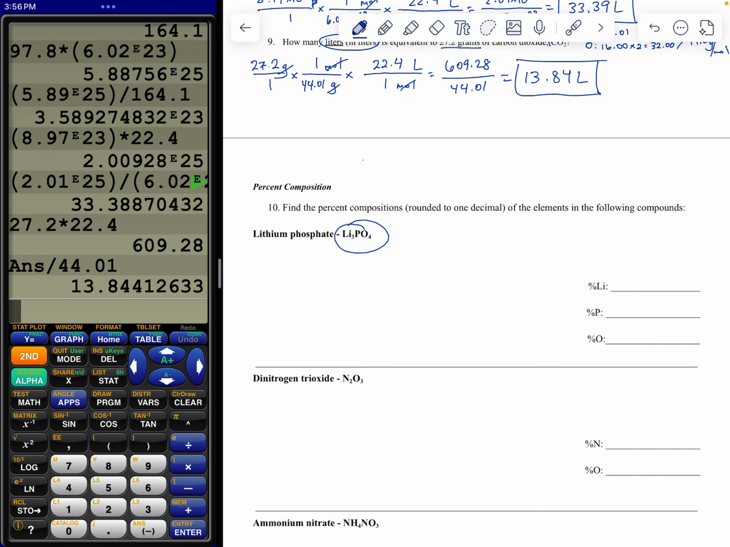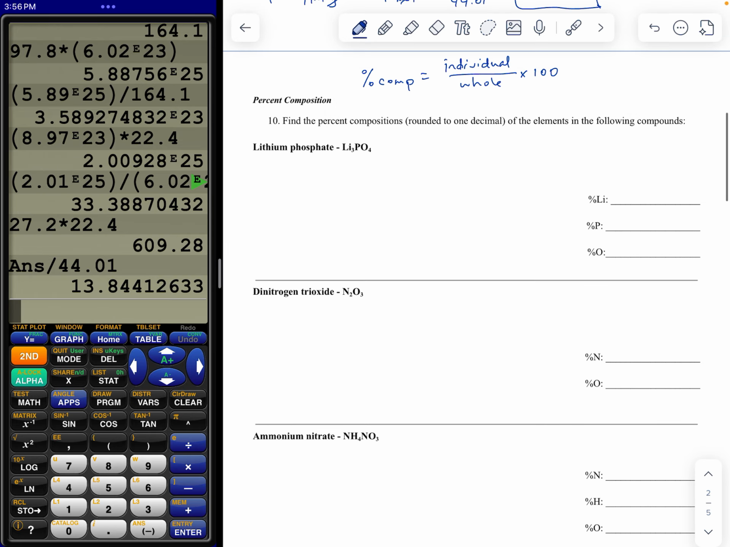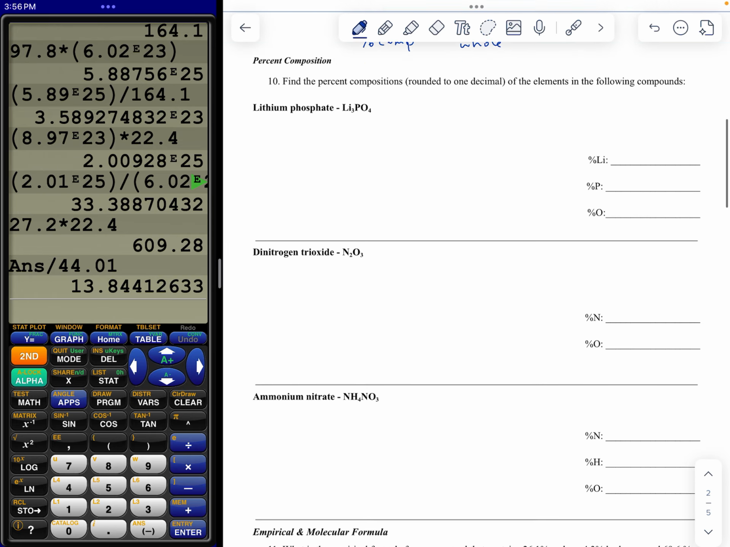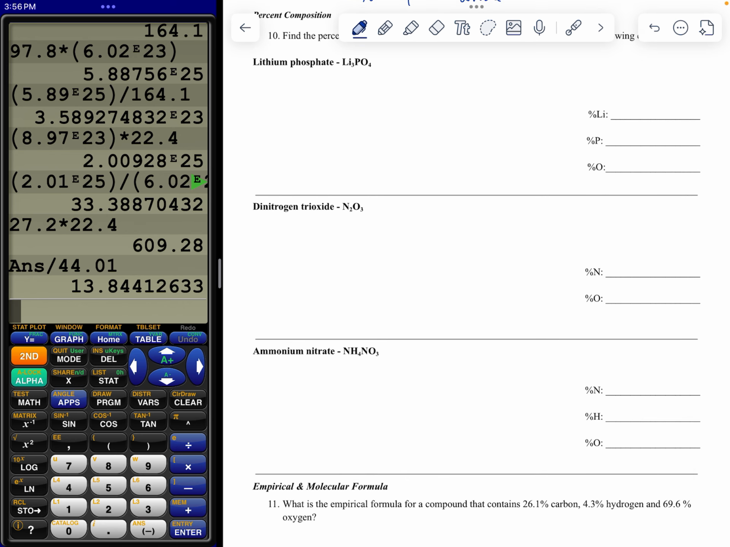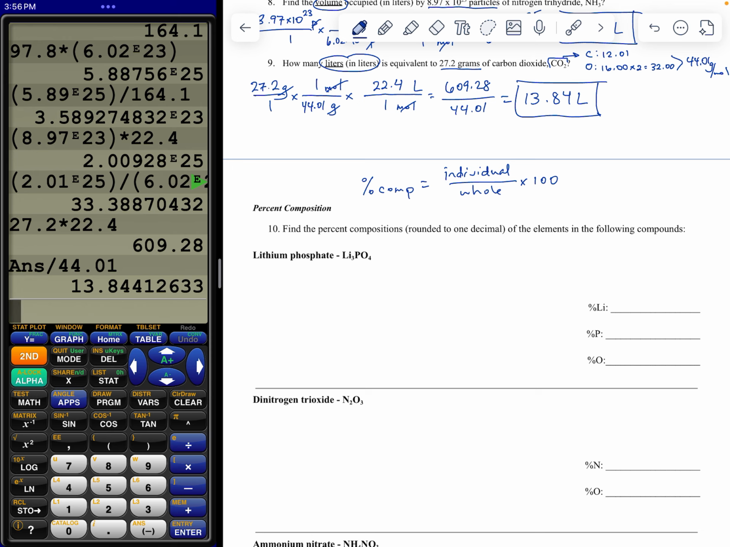So really, the percent comp equation is just the individual over the whole, like any percentage, times 100. So the individual mass that one element contributes out of the whole. And of course, I'm not going to do all of these. I'm pretty much just going to do the first one. One thing that I will note a little bit later on when we get there is ammonium nitrate in that formula. But lithium phosphate, so let's do one example of these.